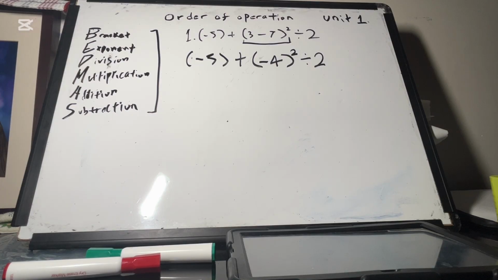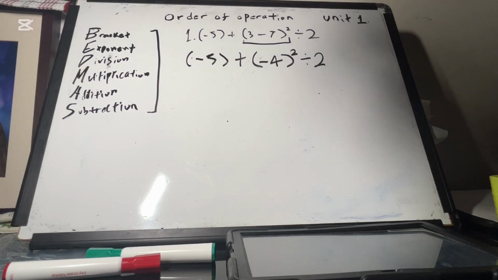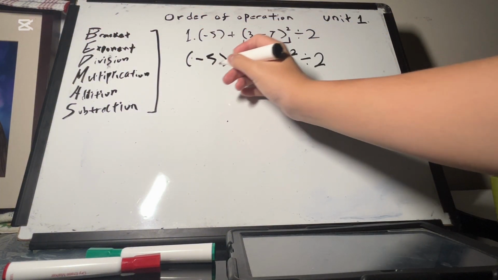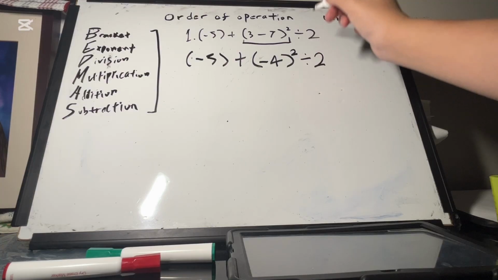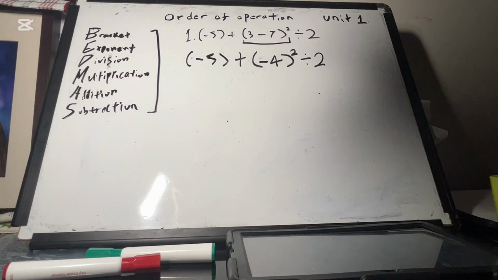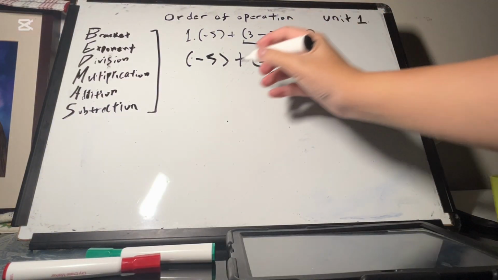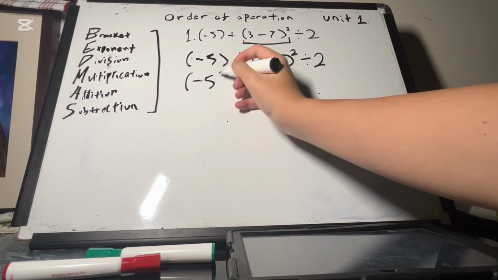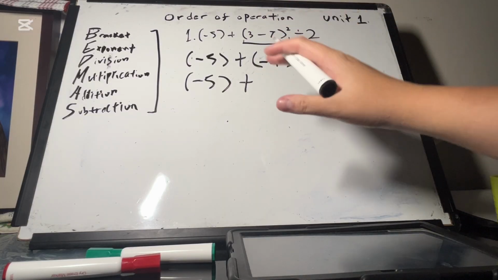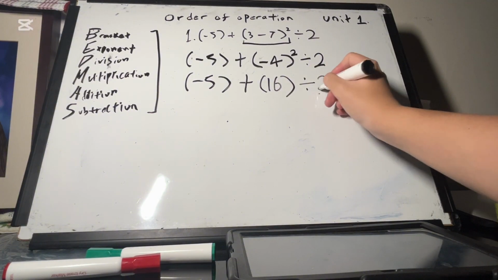In general, therefore, you have a solid equation now. You've completed all the bracket steps, so you can forget about that. And -5 plus (-4) to the power of 2 divided by 2. Now the next step: look down the BEDMAS, bracket, exponent. And of course you see an exponent here. So -5 plus -4 times -4, which is (-4) to the power of 2, which is 16, divided by 2.